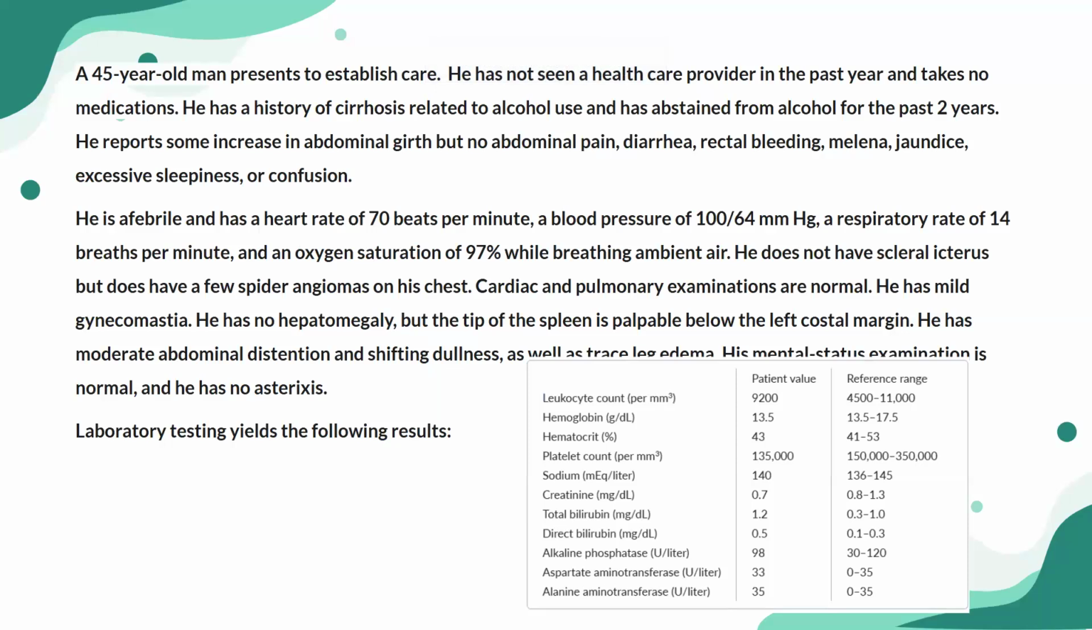Sodium is within the normal range. Creatinine is low. Total bilirubin is slightly elevated, which is to be expected in patients with cirrhosis, right? Direct bilirubin is elevated as well. ALP is fine. AST and ALT are okay as well.